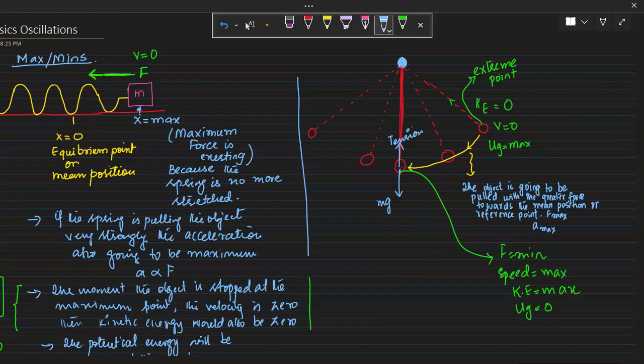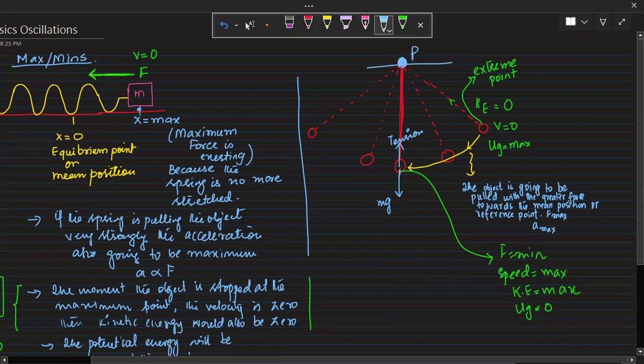But still the string is not getting close to the fixed point P, and nor is it going away from the point P. So it is going to have a circular motion, a type of circular motion. And the acceleration that is acting on this object is going to be your centripetal acceleration.